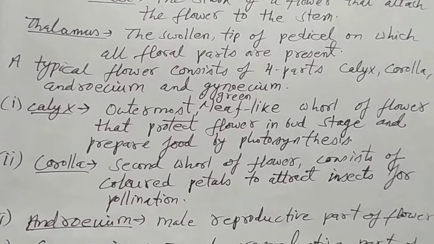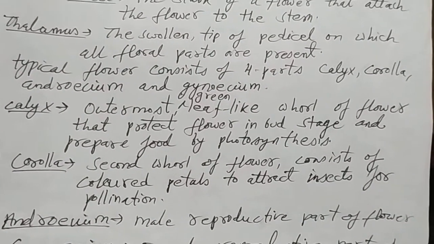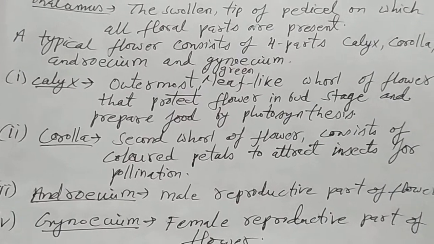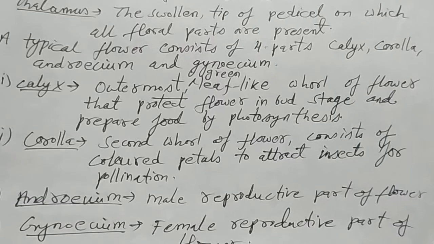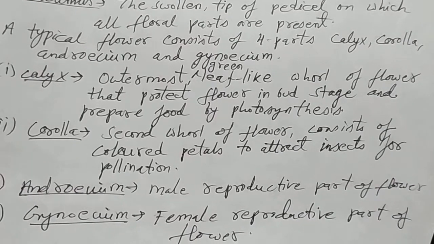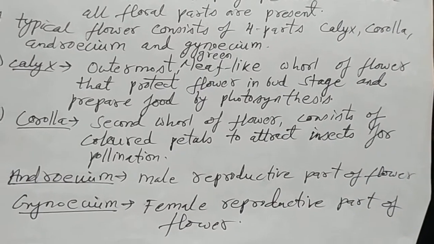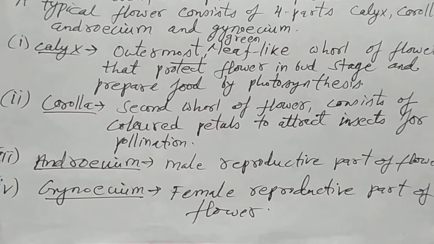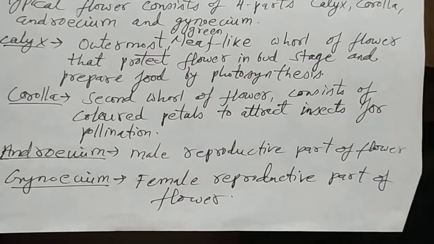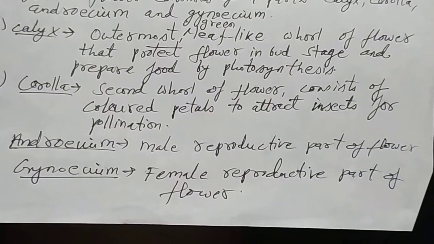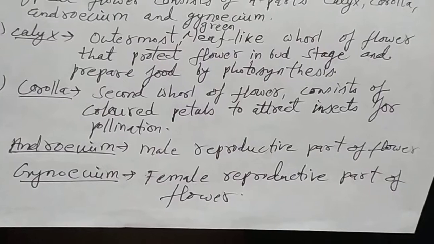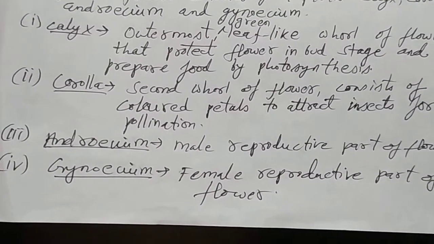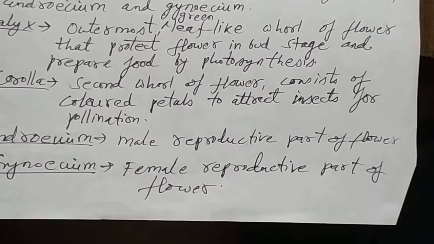Then you will write, a typical flower consists of 4 parts: calyx, corolla, androecium and gynoecium. Calyx is the outermost green leaf-like whorl of the flower that protects the flower in the bud stage and prepares food by photosynthesis. Second one is corolla. It is the second whorl of the flower. Whorl means layer, which consists of colored petals to attract insects for pollination. And the third one is androecium. It is the male reproductive part of the flower.